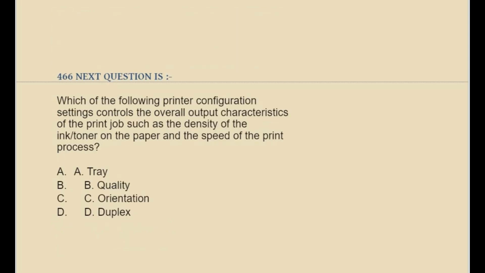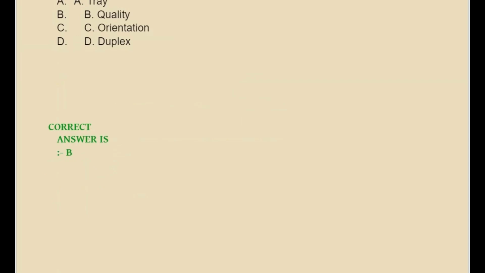Question is which of the following printer configuration settings controls the overall output characteristics of the print job such as the density of the ink or toner on the paper and the speed of the print process? Option A tray. Option B quality. Option C orientation. Option D duplex. Correct answer is option B.